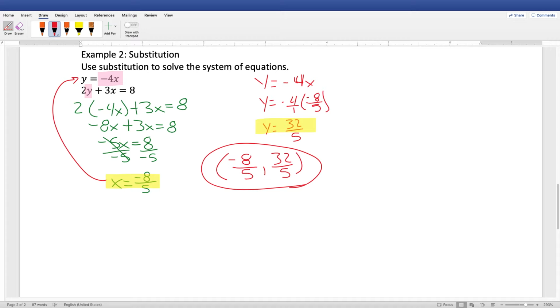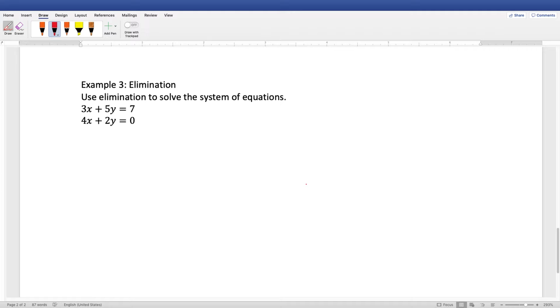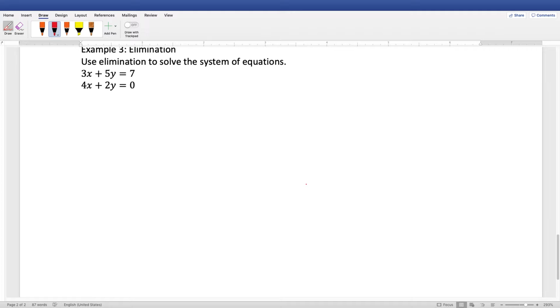So then finally, we're going to talk about elimination. In elimination, what you want to do is eliminate a variable. Let's take a look at our variables. You can do it by getting rid of the x's or getting rid of the y's. I'm going to try to get rid of my x's right here. So I have 3x and 4x, so I have to find the LCD. The LCD of 3x and 4x is 12.